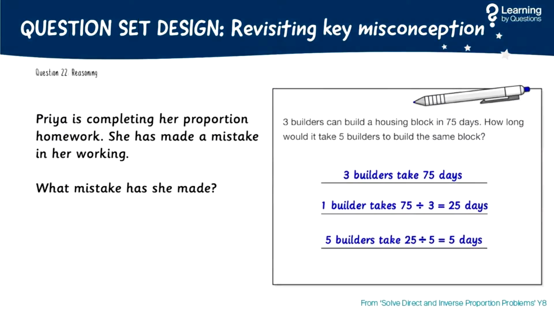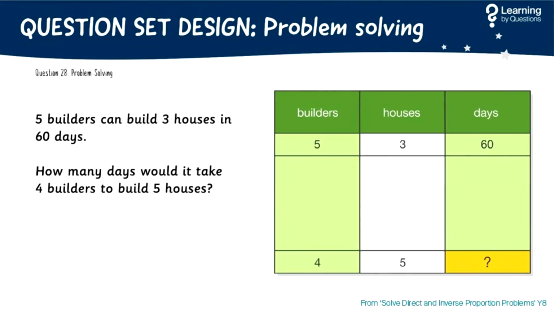Question 22 is an example of a reasoning question, where we come back to a key misconception and look to assess the pupil's understanding of this. The open response here makes it ideal for opening up a discussion in the classroom. Our final example, question 28, is a complex multi-step problem. The image provides a hint for the pupils as to how they may look to solve the problem, but the rest is up to them.